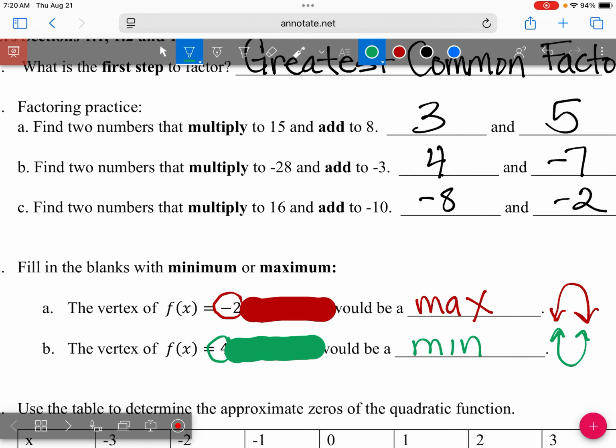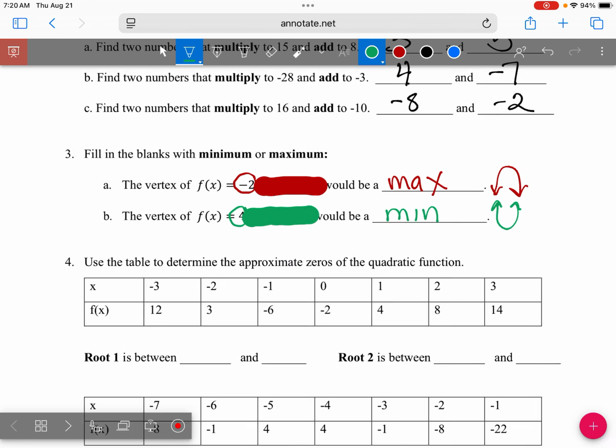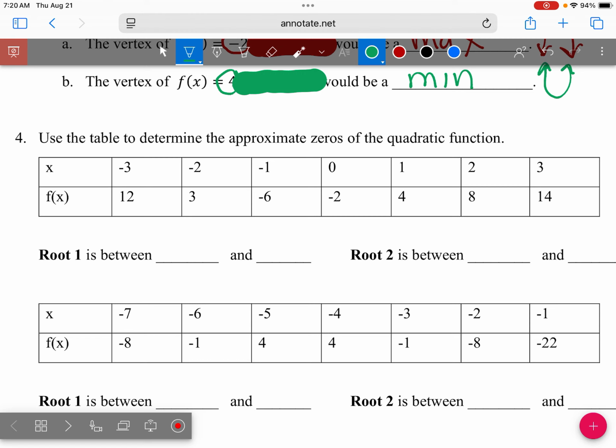All right, any questions so far? So far we good? All right, I don't expect anybody to remember number 4, so let's talk about it. You're going to look at your Y values. Okay, so see how 12 is positive, 3 is positive, 6 is negative. Whenever you see how I change from a plus to a minus right here, what that tells me is that I have a solution here. So my first root is going to be between negative 2 and negative 1, because that's the first time it changes signs.